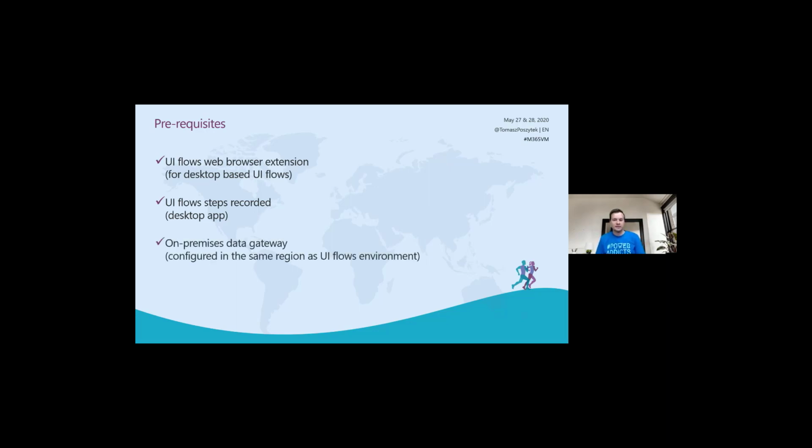Then we also need to download, install and configure the on-premises data gateway. It is very, very important, crucial, that the on-premises data gateway, the service in Azure that we use to run the gateway, and the environment region that we use to run UI flows are all in the same region, because otherwise they will not be able to talk to each other. And lastly, we need to download and install the Selenium web browser extension. This is the extension we need if we want to automate the web-based UI flows.